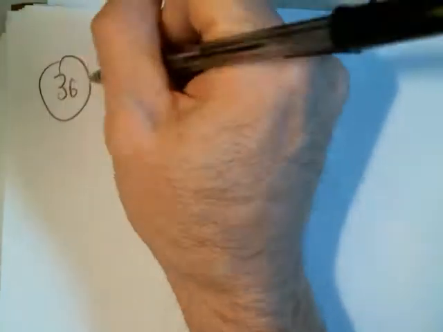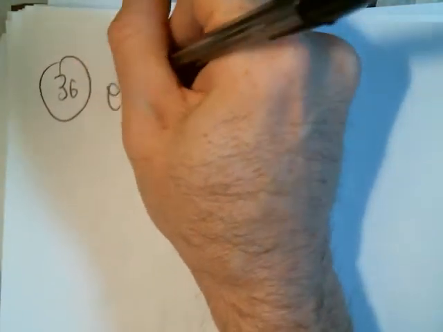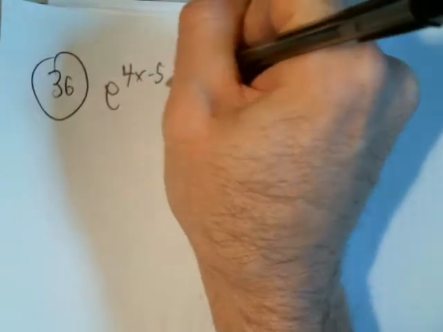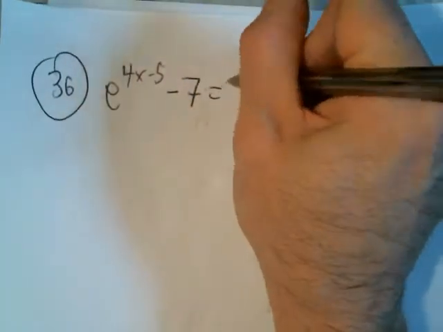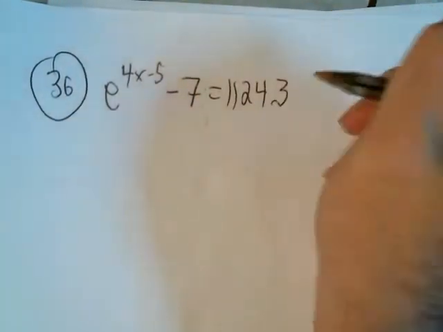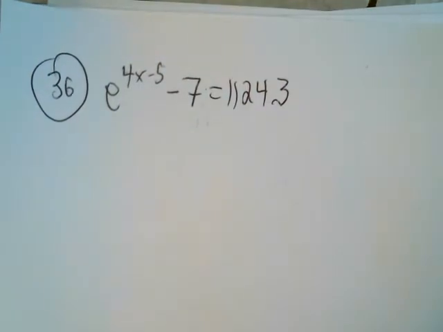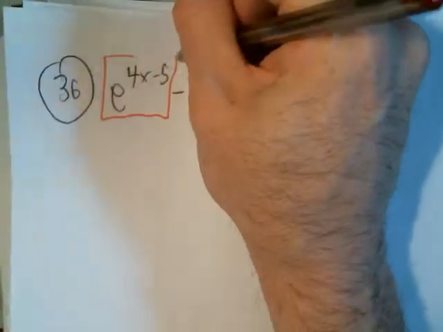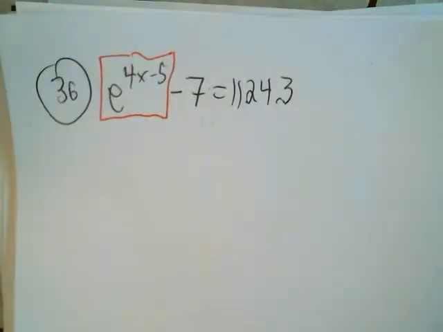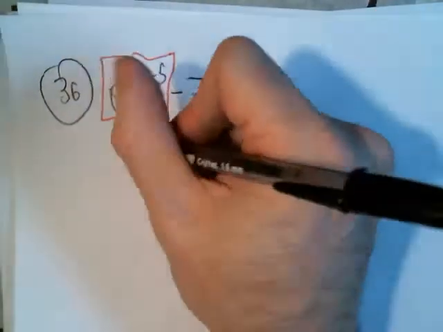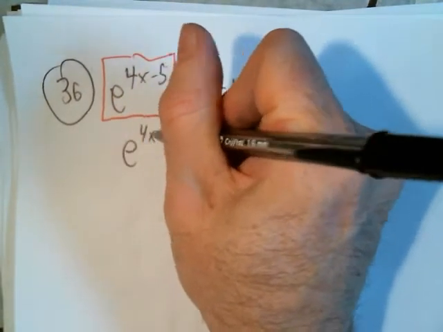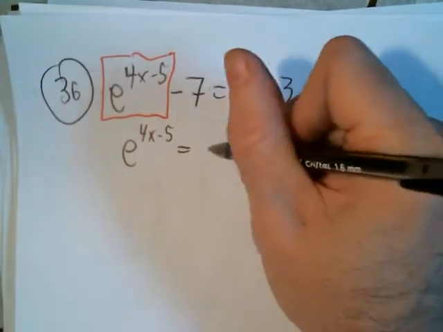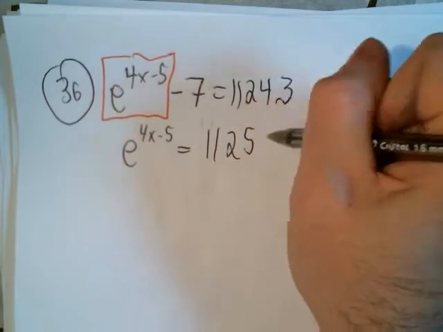Okay, let's look at another one. We get 36. e to the 4x minus 5, minus 7 equals 11243. And again, you need to isolate this thing before you can do natural logs on it. So I'm going to add 7 to both sides. You get e to the 4x minus 5 is 11250.